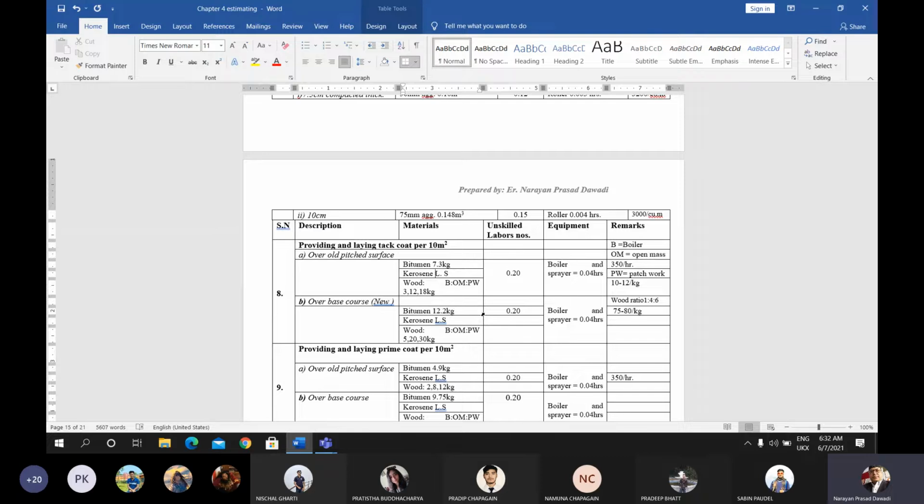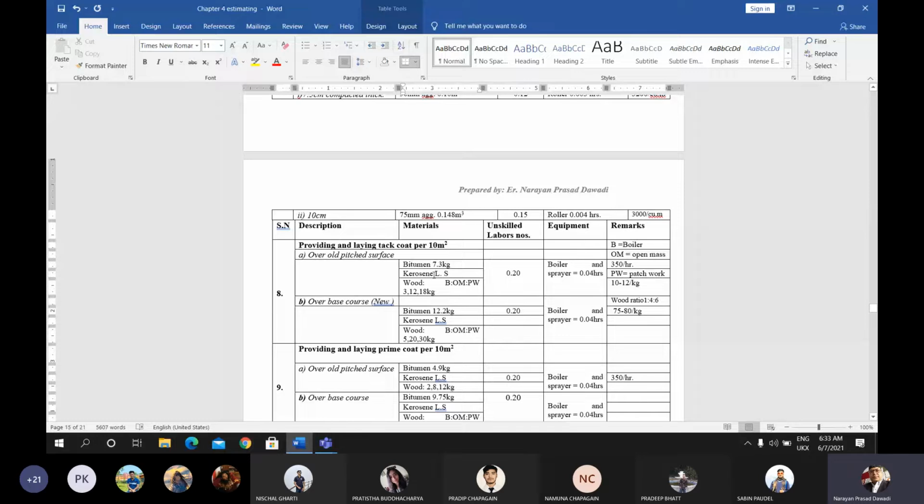So if you are doing the mass work of the bitumen, you need 12 kg. If you have to do it for patchwork, it means the work is not going continuously for the tack coat of the road, or it may be provided only for the damaged patches. At that time the patchwork is considered. So the wood required for the patchwork will be 18 kg.